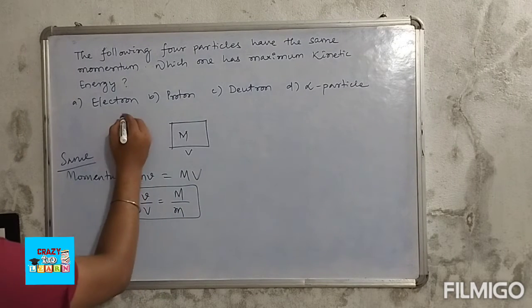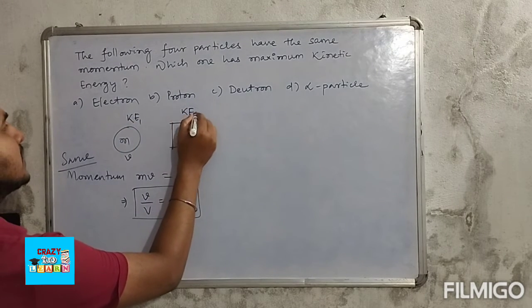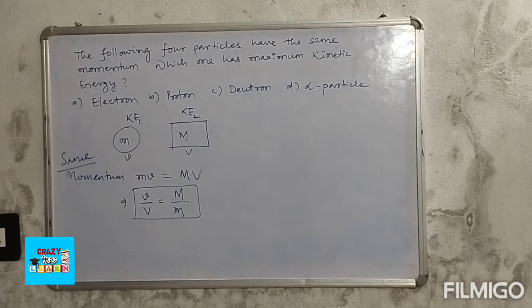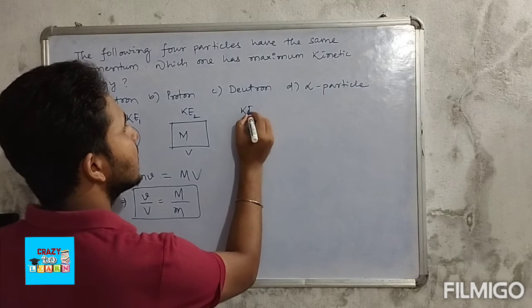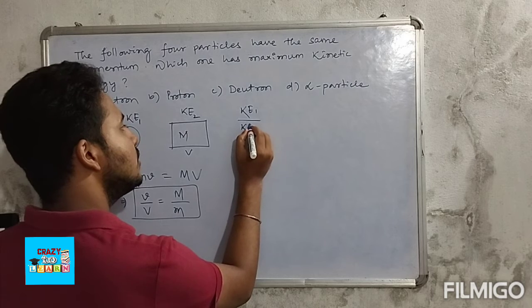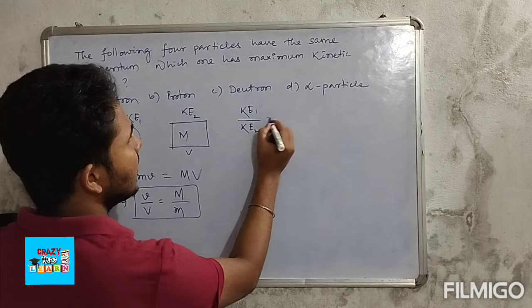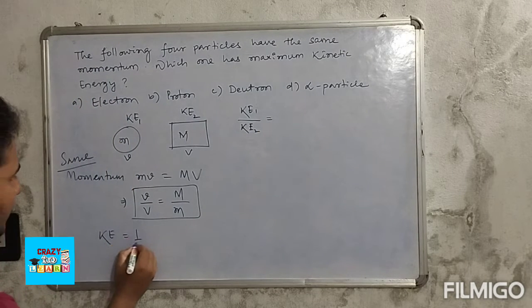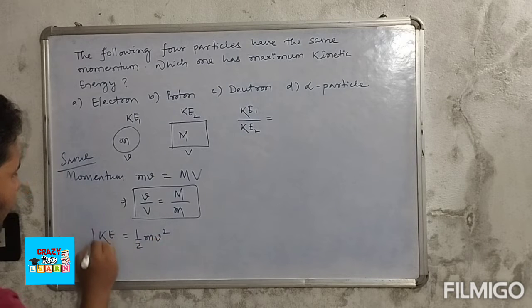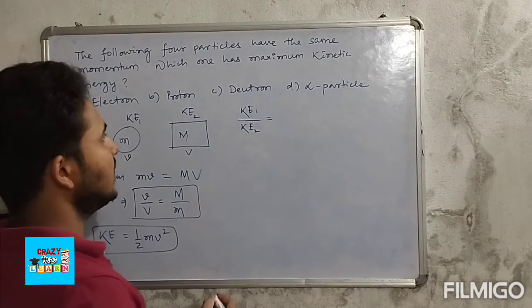Okay. So let the kinetic energy of this object be KE1 and the kinetic energy of this object be KE2. Now we will find out the ratio of their kinetic energy. Let kinetic energy 1 divided by kinetic energy 2, the kinetic energy of the first object divided by the kinetic energy of the second object. And we know the formula for kinetic energy is half mv square: half into the mass of the object into the square of the velocity.